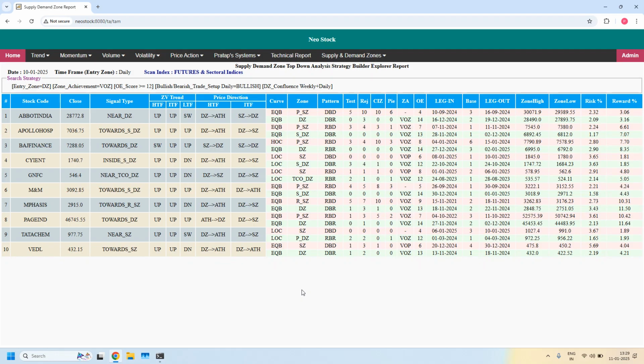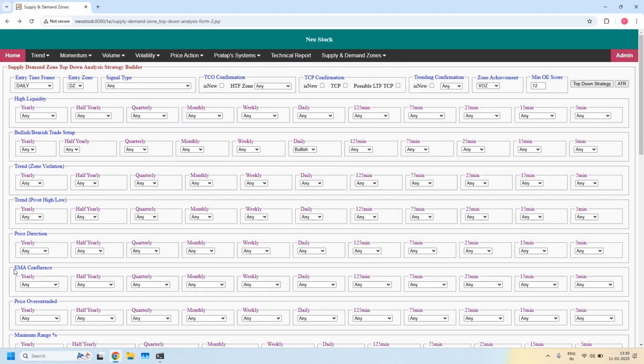Why does EMA confluence give this? Because the trend on the weekly time frame is up in all these stocks. Weekly is ITF. Moreover, the daily zone is part of the weekly zone. That's why weekly demand zone with weekly EMA confluence will result in even more high probability trade setup supported stocks. Let's verify. In the EMA confluence, weekly time frame, weekly demand zones are having weekly EMA confluence.